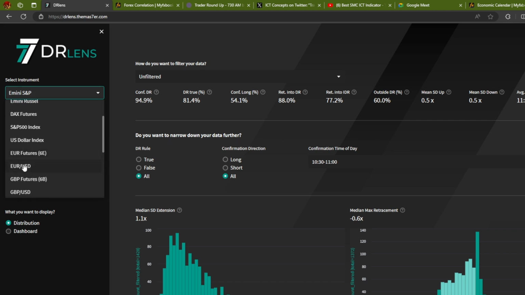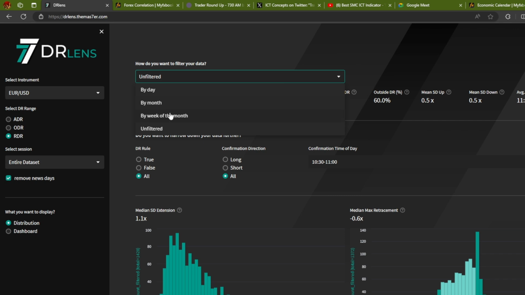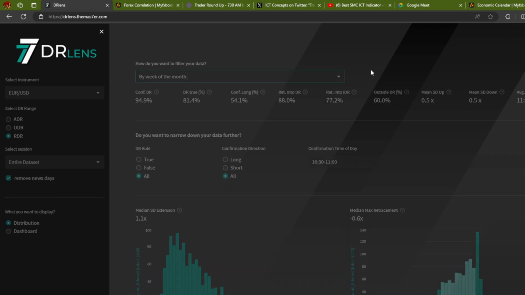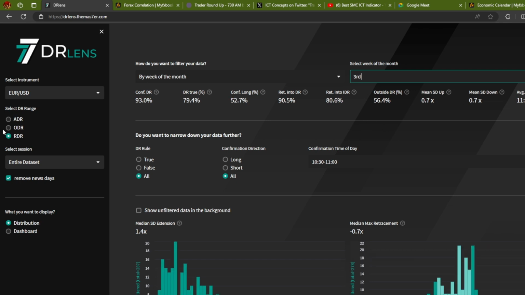Let's check out the Euro Dollar. It's Thursday. First, let's look at the week of the month. We'll start there. Let's work backwards. What week of the month are we in? We're in week 1, 2, 3. So we're in the 3rd week of the month. Let's see what our data would tell us for Eurodollars ODR.